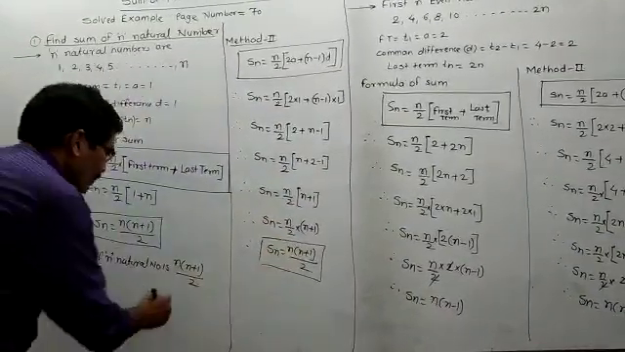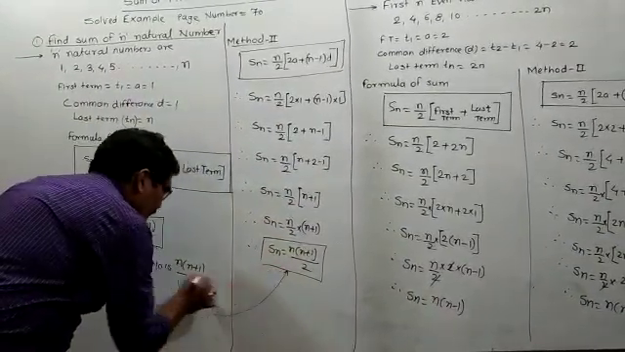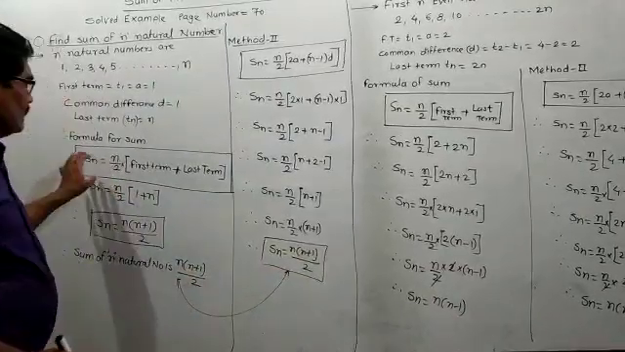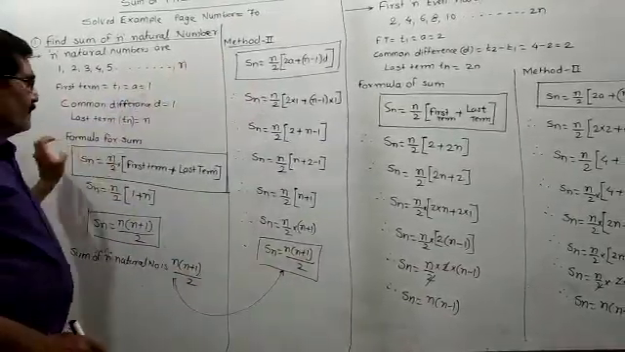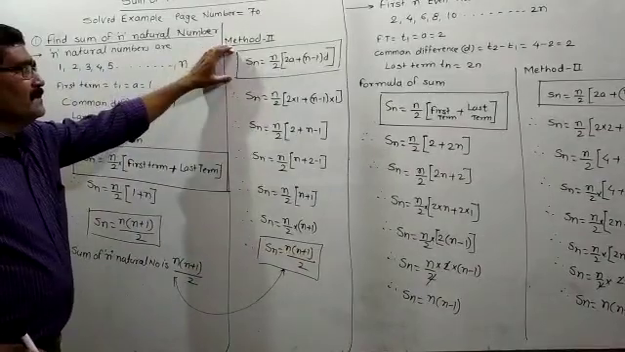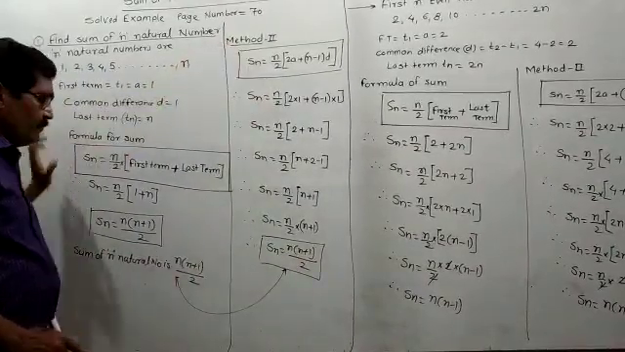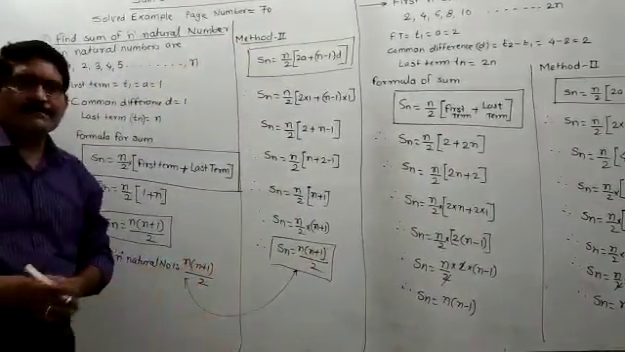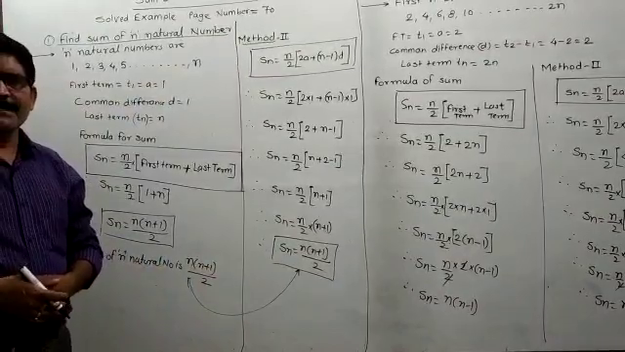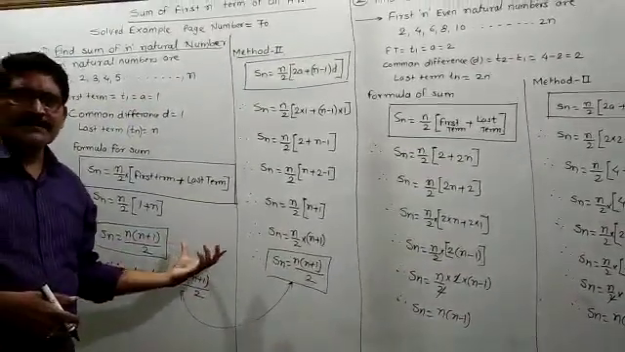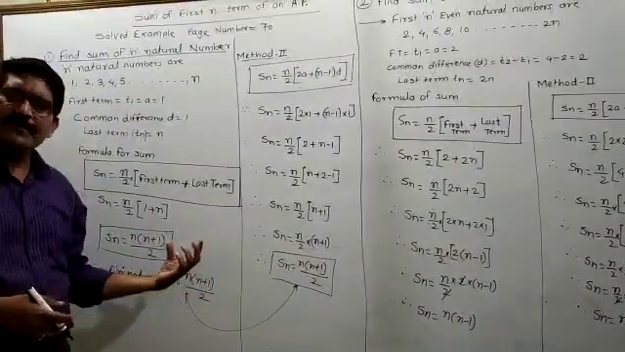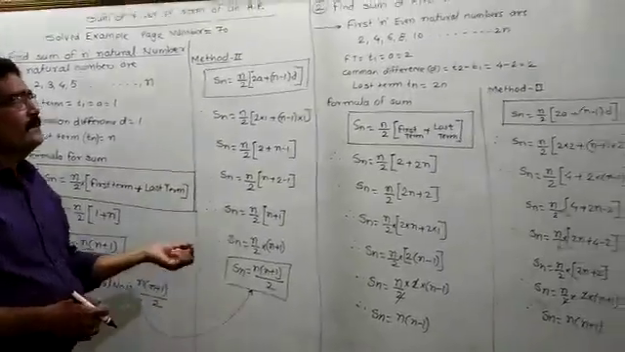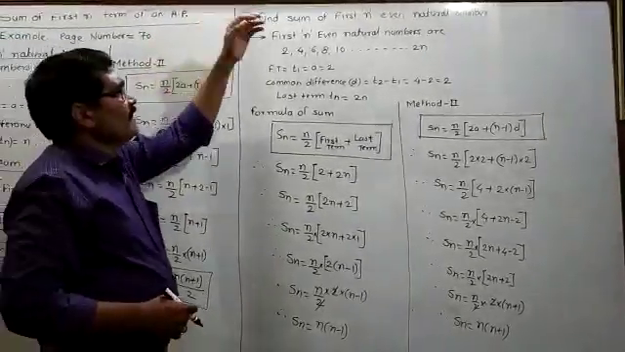The answer of this and this is one and the same, though the formula is different. This is one of the formulas and this is the other formula, but the answer comes the same. Does everybody understand? I solved this example by both the methods. In the notebook you have to solve in the same way. Then you have to start with the next example.